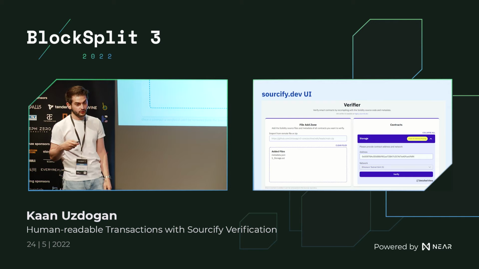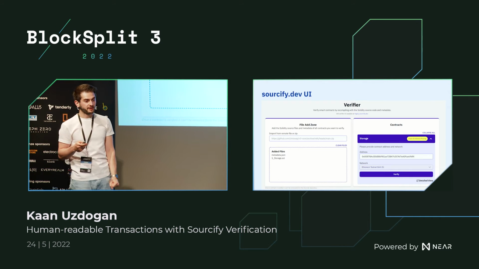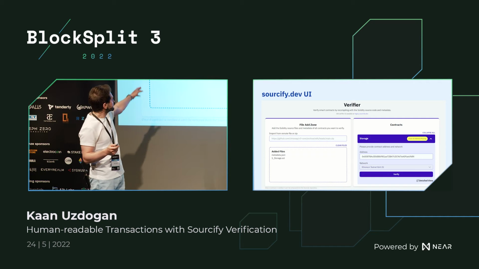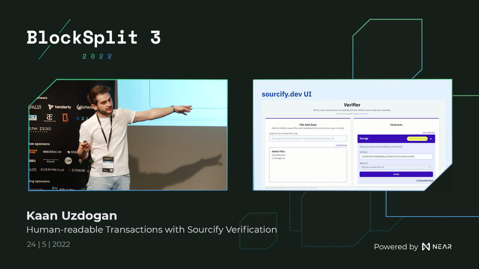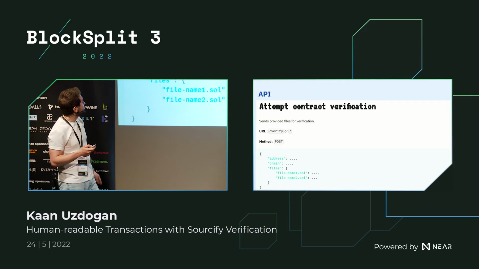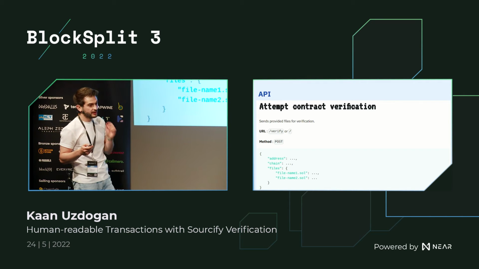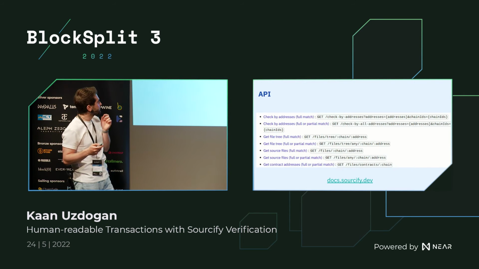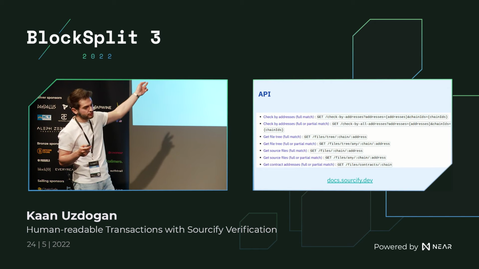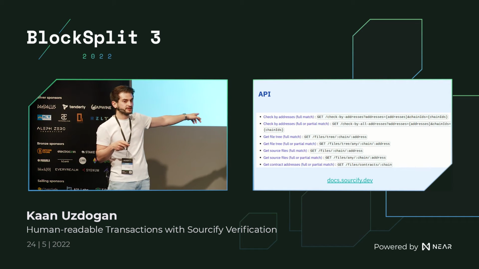We have a UI. You just go to sourcify.dev, and we have a verifier there. You can give us the files, the address, and which chain the contract is on, and we can verify for you. We also have an API. You can make use of our API, and we have other endpoints as well that you can explore. You can check out the documentation page to learn more.